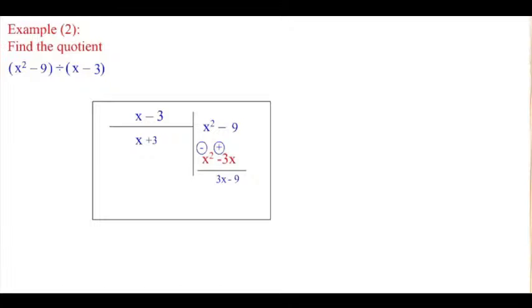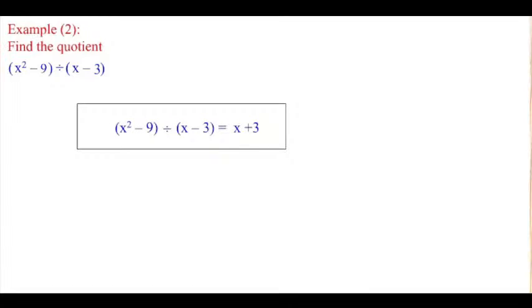Step number 4. We have to repeat the same steps by dividing 3x, the term with the greatest power, by x raised to the greatest power in the divisor. It becomes 3. We have to multiply again. It becomes 3x minus 9, down 3x minus 9. Step number 5. By subtracting, which means change the sign, then by adding, the result will be 0. Step number 6. Then the quotient is x plus 3.